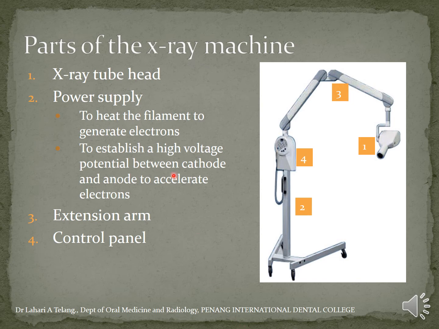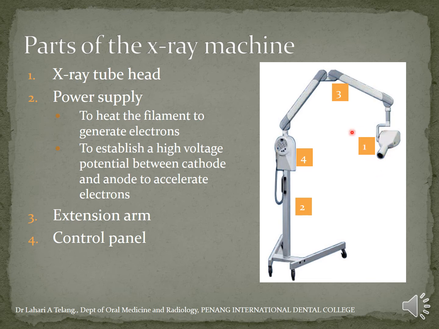Moving on to the parts of the X-ray machine. Now, like I was telling you, this is an intraoral X-ray machine. That means you use this machine to produce X-rays and to take X-rays or film or to image the teeth primarily. Right? So it has some parts.